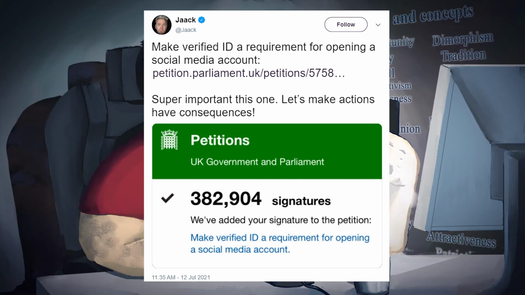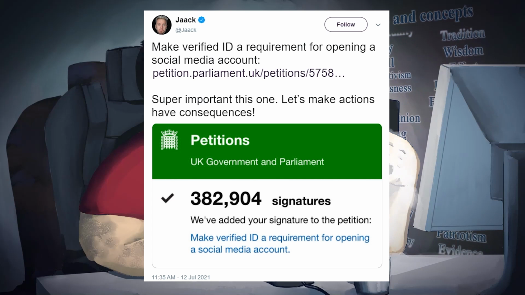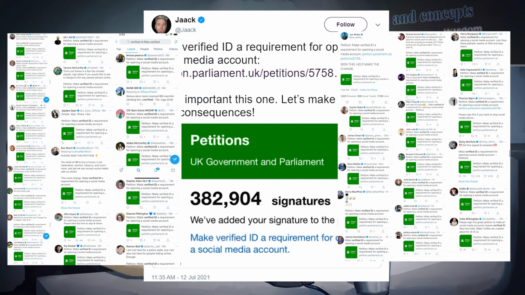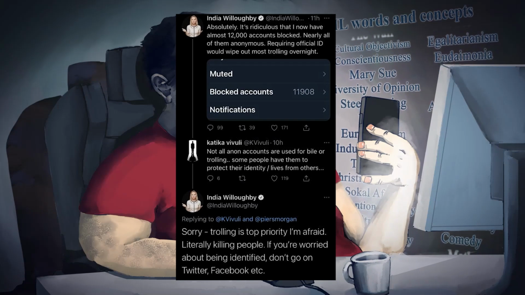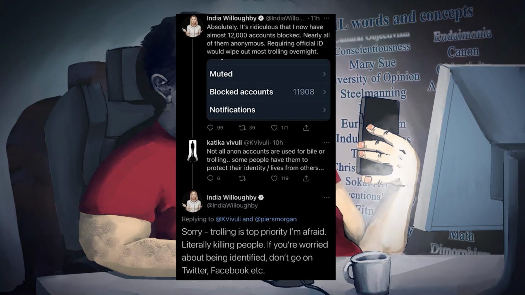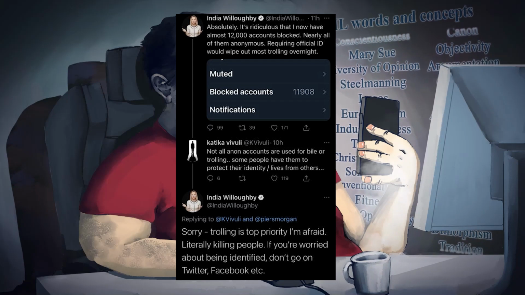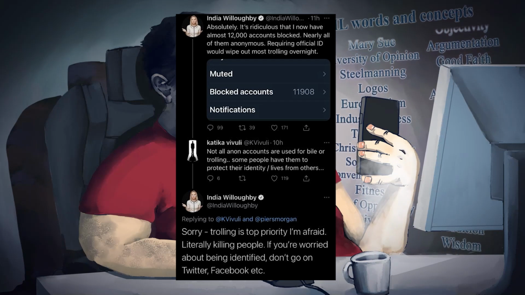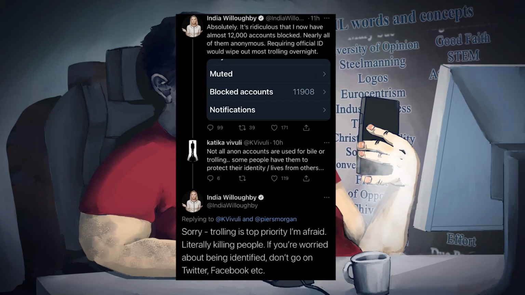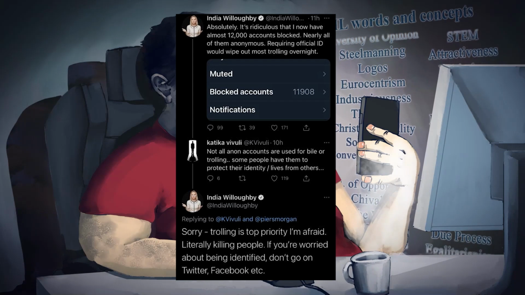"Make verified ID a requirement for opening a social media account." Nearly 400,000 fucking idiots signed this petition. "It's ridiculous that I now have almost 12,000 accounts blocked. Nearly all of them are anonymous. Requiring official ID would wipe out most trolling overnight." You have them blocked, man. What's the problem? Like, you've already solved the problem.